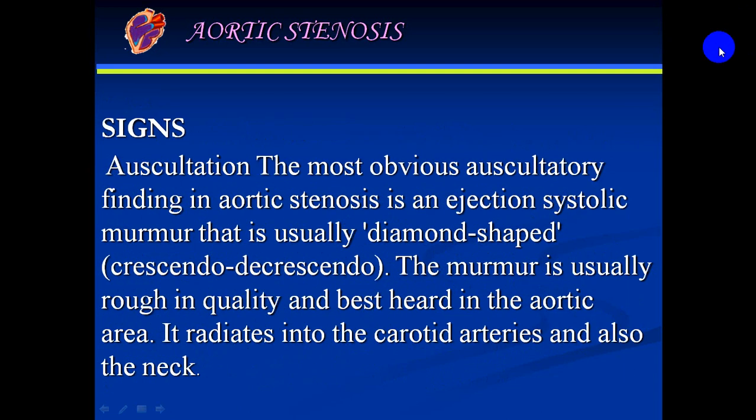Signs also during auscultation: the most obvious auscultatory finding in aortic stenosis is an ejection systolic murmur that is usually diamond shaped, crescendo-decrescendo. The murmur is usually rough in quality and best heard in the aortic area. It radiates into the carotid arteries and also up to the neck.